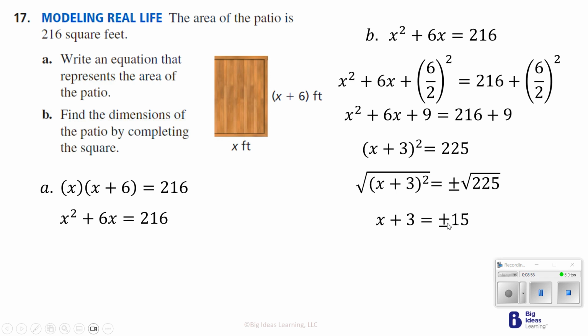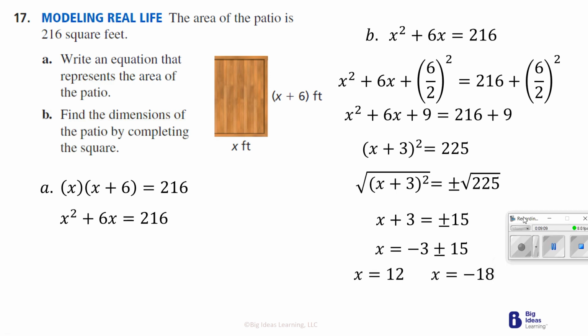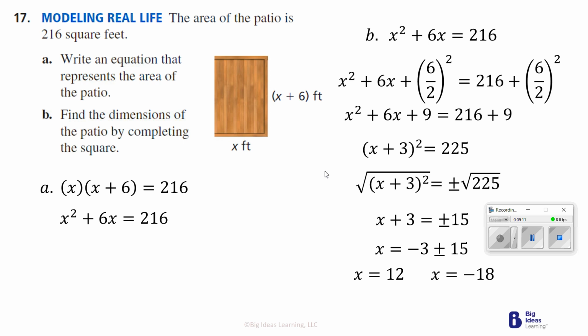Now we're going to subtract 3 from both sides. So our answer is going to be negative 3 minus 15, which is negative 18, or negative 3 plus 15, which will give us 12. All right, so 12 and negative 18 will be our answers. All right, let's move on.